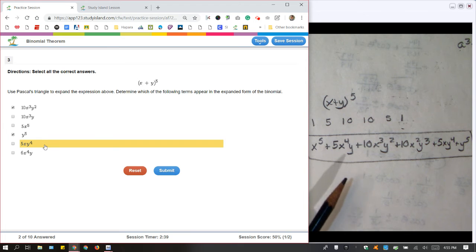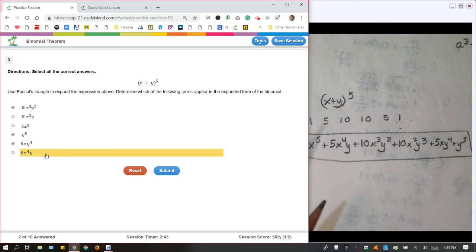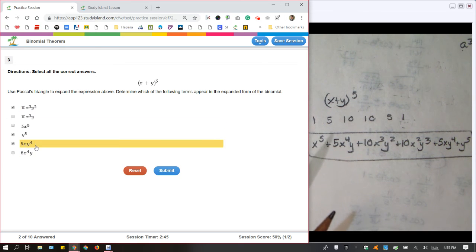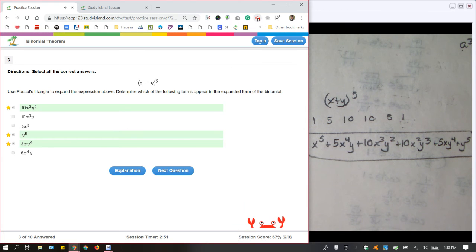5xy to the fourth. That's right down there. 5xy to the fourth. And 6x fourth to the y. No, absolutely not. So those 3 terms appear and those other 3 do not. Again, let me look for a specific problem that you'll need.